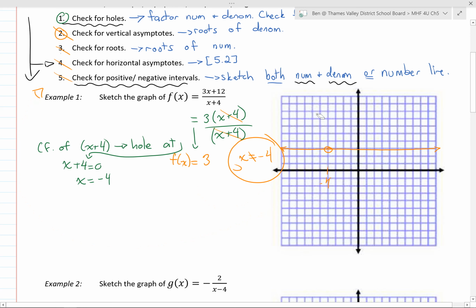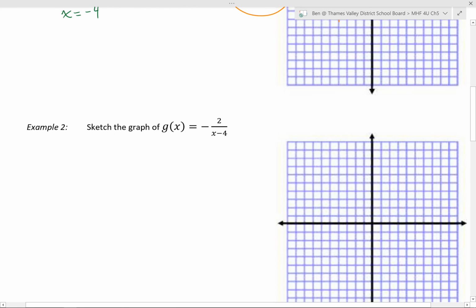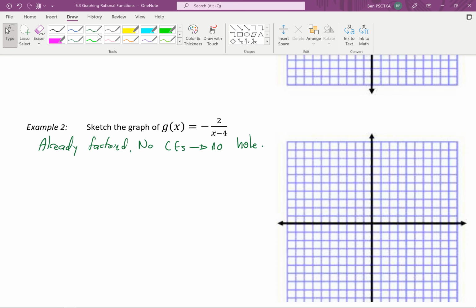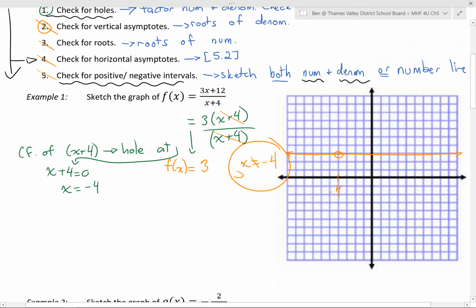Now let's go down and try maybe a little more complicated one. And again, we'll begin checking for holes. So now we're working with -2 over x minus 4. We can say right away, this is clearly already factored. My numerator is already factored. My denominator is already factored. And there are no common factors. So we can say definitively there are no holes. If there are no holes, then we can move on ahead. The next step is to check for vertical asymptotes.